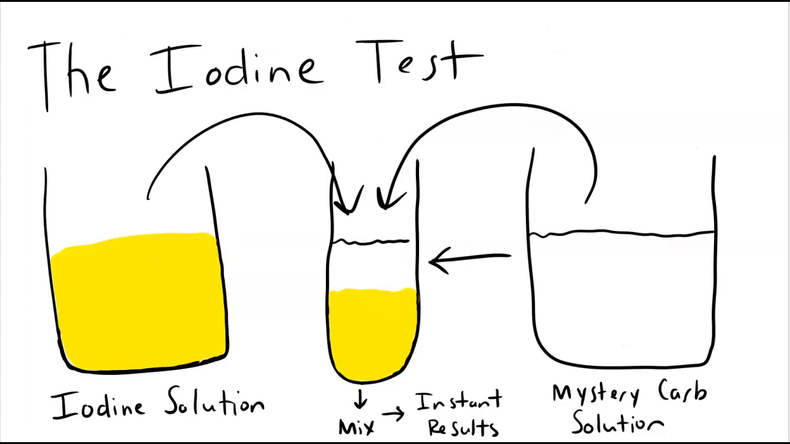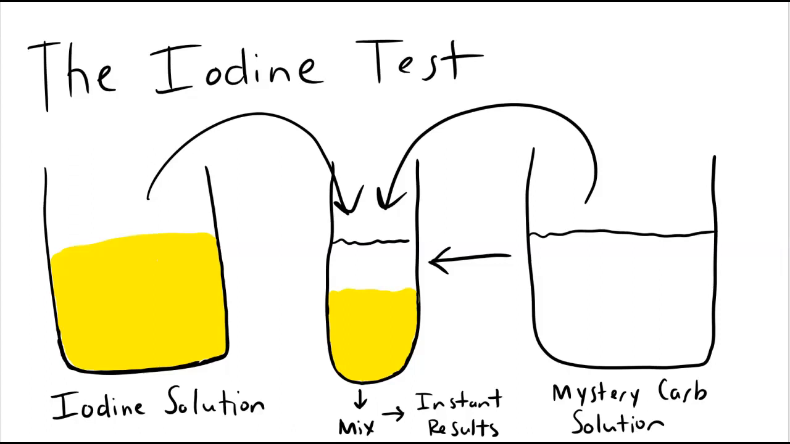To do this experiment, we also have to do a simultaneous experiment, that is the iodine test. So remember, Benedict's tests for monosaccharides and some disaccharides. The iodine test tests for polysaccharides. So really in this experiment, the only way that you can know if what you're looking at is monosaccharide versus polysaccharide is you have to subject that mystery carbohydrate solution to both tests.